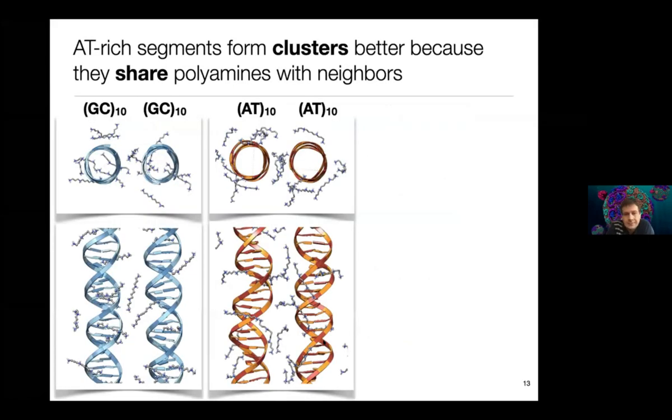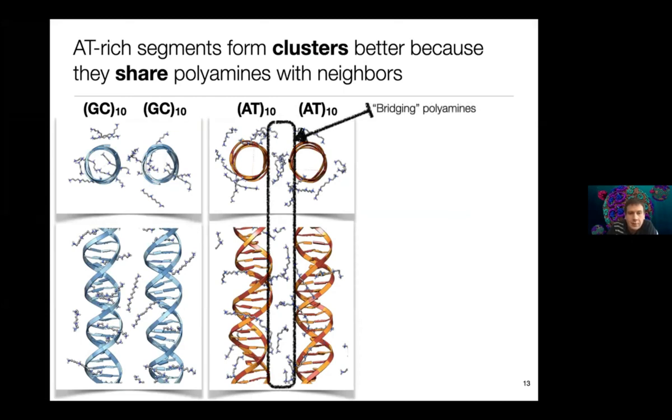Why does it happen? And that's the power of the computational microscope, because what we can do, we can go now and look at our trajectory and ask the question, why do we see what we see? And the reason is that if you look at what happens between DNA molecules, you'll find that for AT systems, you have lots more of those polyamines in between the helices. So those are so-called bridging polyamines. And you have some for CGs, but there are fewer of them. And the reason for that is actually chemistry.